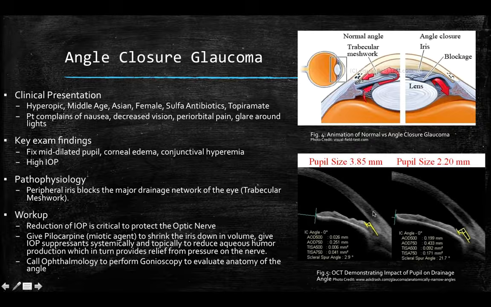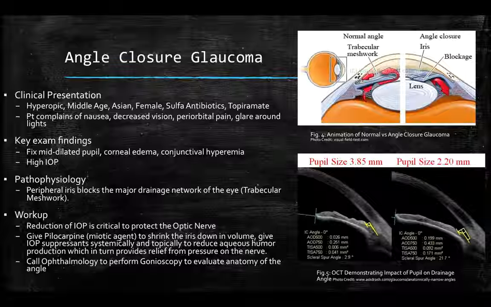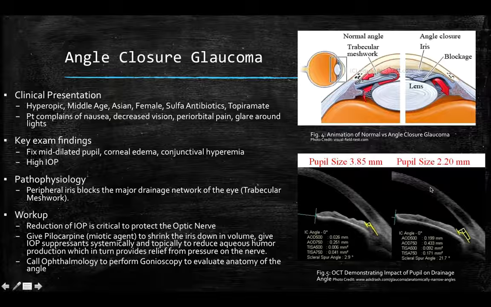And over here in Figure 5, what we can appreciate is the fact that the pupil size has a lot to do with the ability of the eye to drain appropriately. You can appreciate on anterior segment OCT that the angle available for drainage can jump from 3 degrees at a pupil size of 3.85 millimeters to 22 degrees with a pupil size of 2.2. So that's really the critical concept to keep in mind. That's why you give the miotic pilocarpine, and you don't want to dilate in this situation. You want to create as much room for aqueous humor to drain as possible.